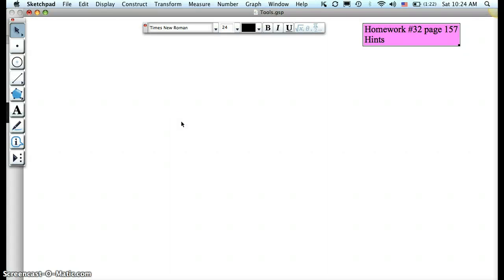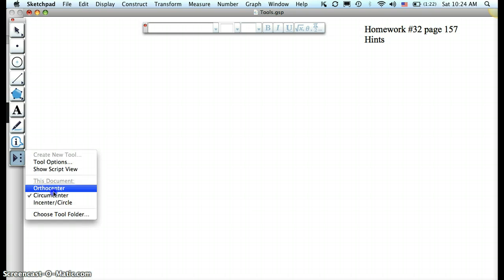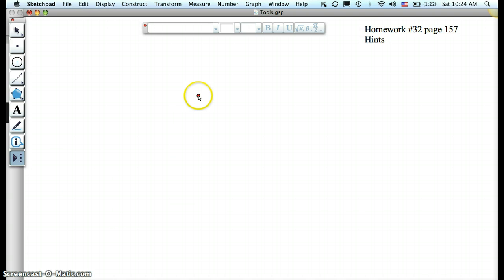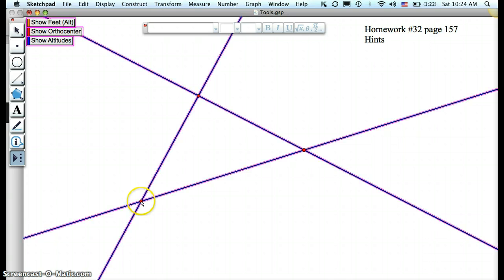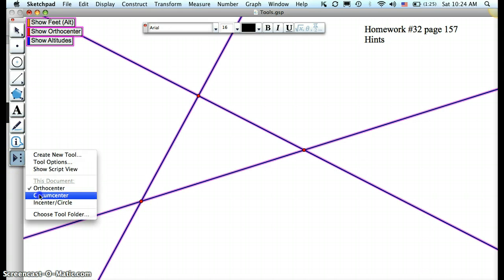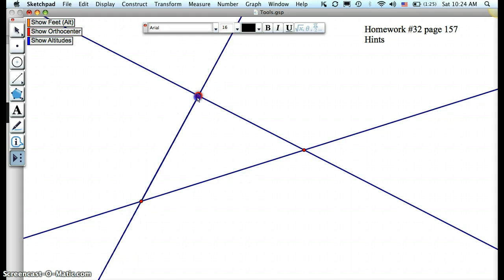This is homework hints for homework number 32 from page 157. So the question asks us to reason about the orthocenter of a triangle. I still have my tools that will help me create orthocenters. So I've got a triangle, and then I'm going to use my other tool to create the circumcenter and circumcircle.